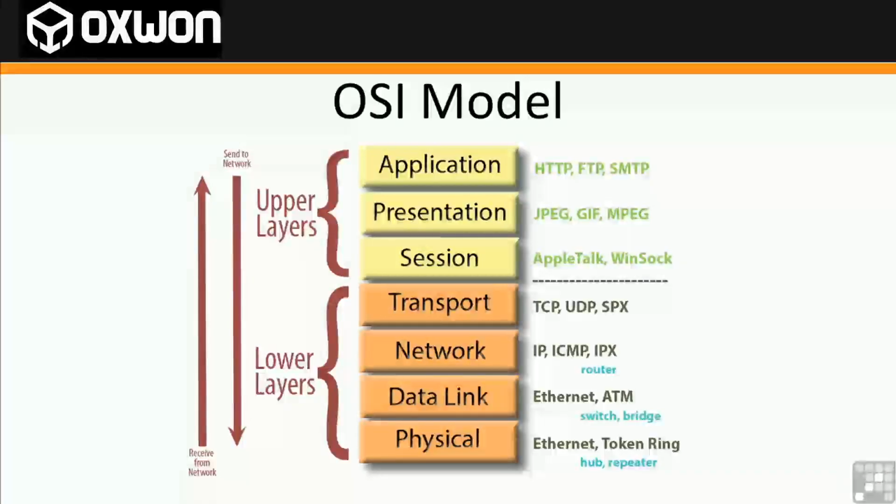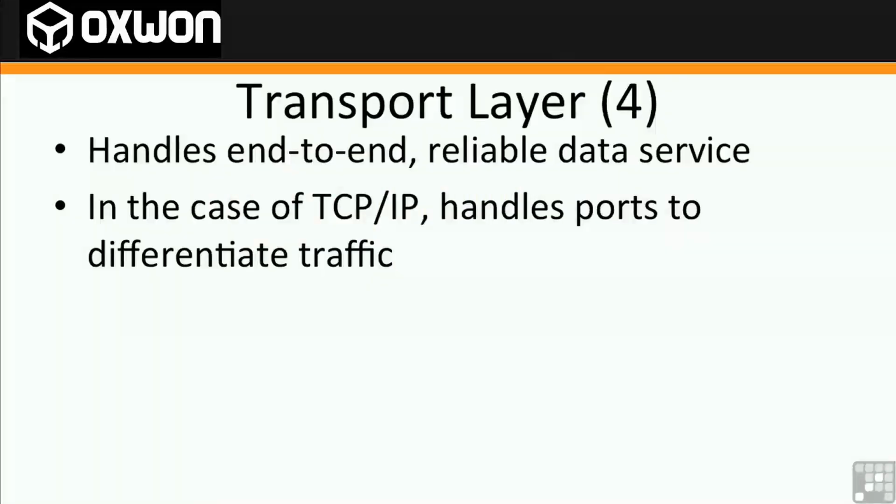At layer 4, we've got the transport layer. That's where TCP and UDP actually sit. And the transport layer handles end-to-end reliable data service. In the case of TCP/IP, it handles ports to differentiate traffic. UDP and TCP both have this concept of ports. So in addition to an IP address, you would communicate to a port, and that handles the differentiation between applications.